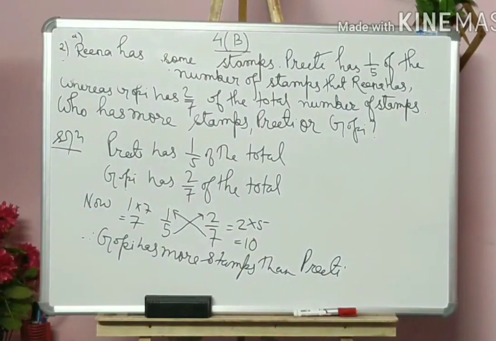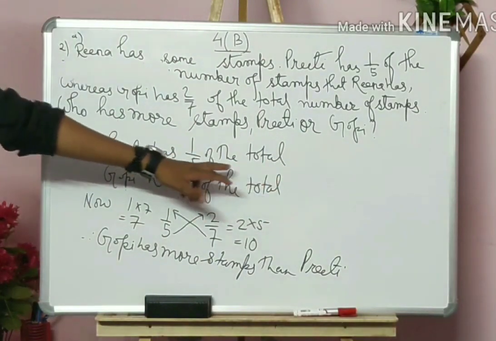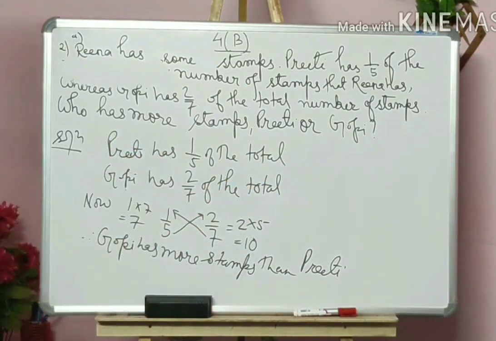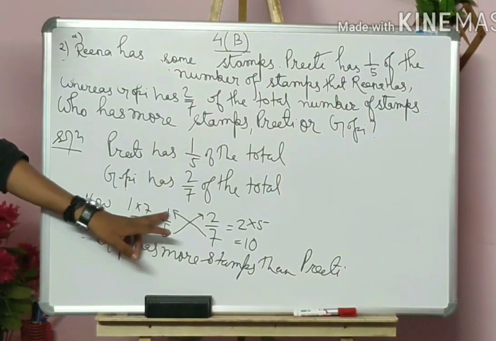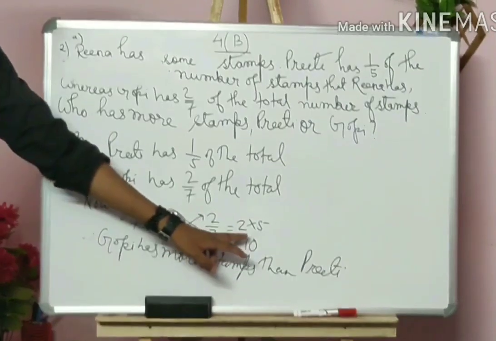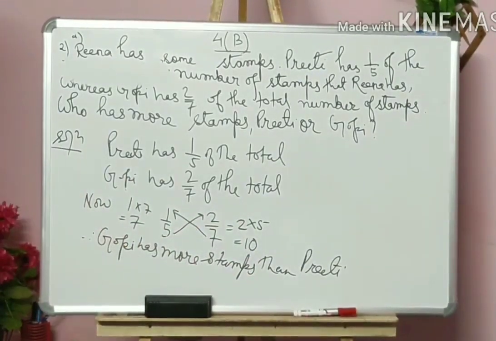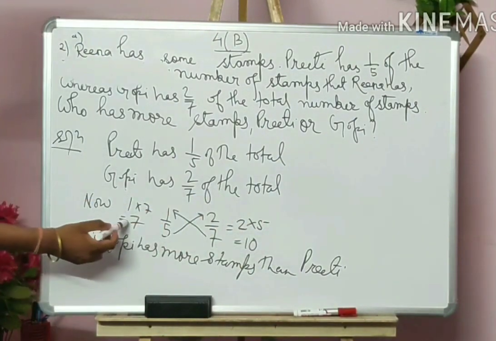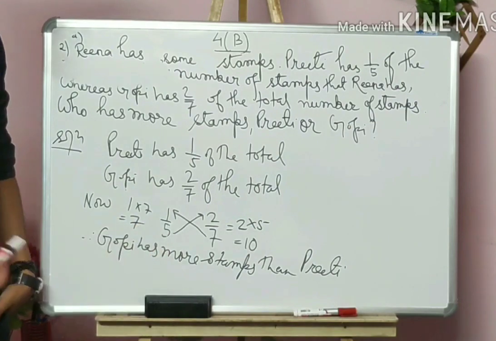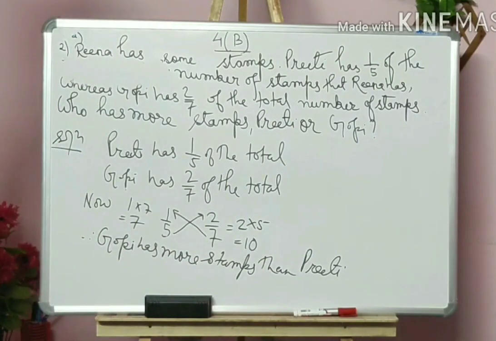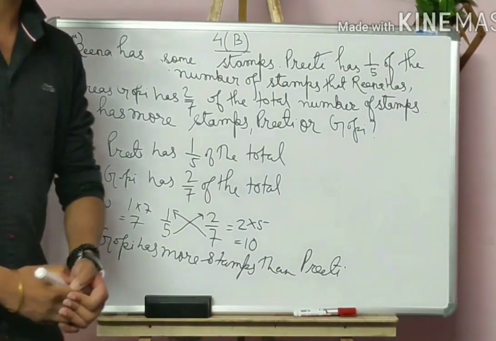So I am going to repeat this one again. Kindly see this. Preeti has 1 by 5 of the total. Total means what? Reena has. Again Gopi has 2 by 7 of the total. And what we are going to do? Just cross multiply to find which one has greater value. So 1 will be multiplied by 7 as we have done earlier, and 2 will be multiplied by 5. You have got here 10, and here 7. So for Gopi you have got 10, and for Preeti you have got 7. That means 10 is greater. So that's why Gopi has more stamps than Preeti. So I think you have got this question. Now we are going to another question.